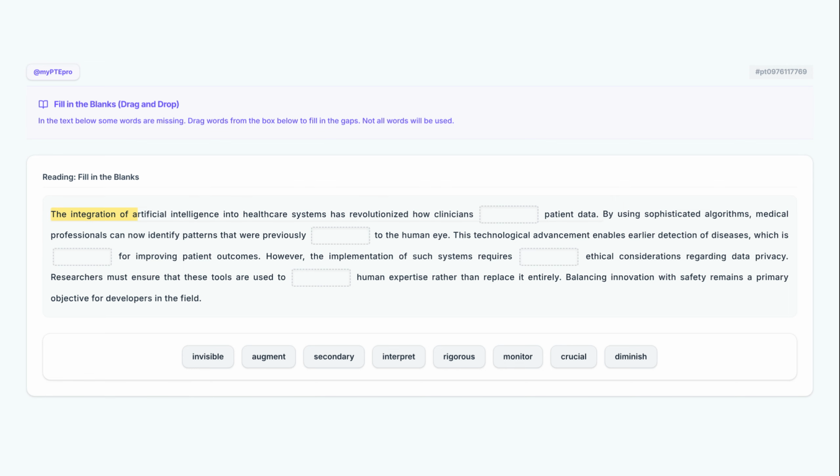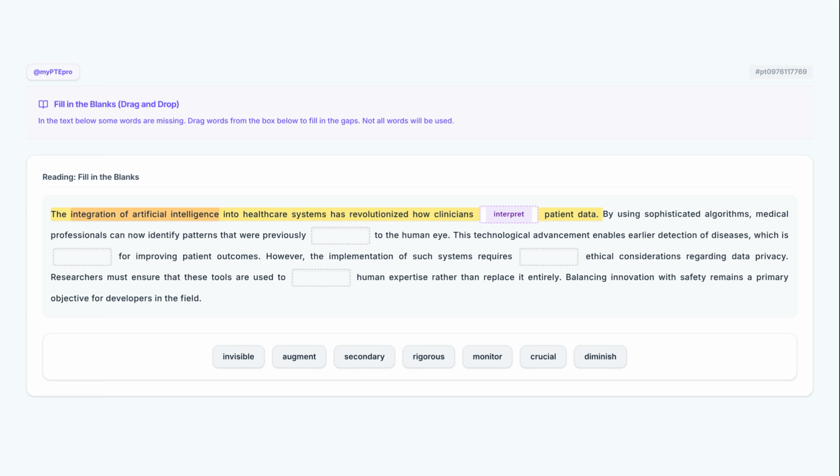The integration of artificial intelligence into healthcare systems has revolutionized how clinicians blank patient data. In this opening sentence, the text discusses the integration of artificial intelligence and its transformative impact on medical practice. We need a verb that describes what doctors do with information once these systems are in place. The phrase, clinicians blank patient data, suggests an active process of examination or study, indicating that the blank must be a verb that fits the professional context of handling medical information. I am dragging the word analyze into the first blank.